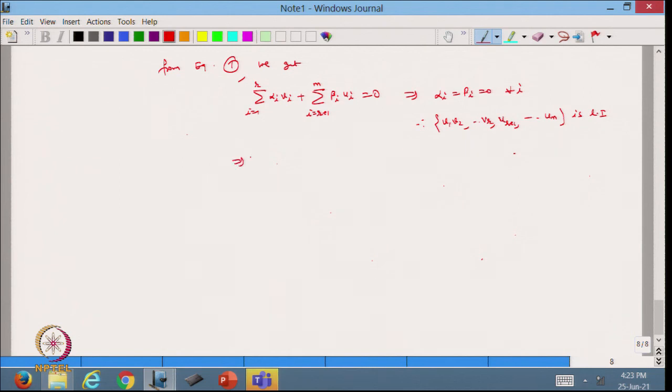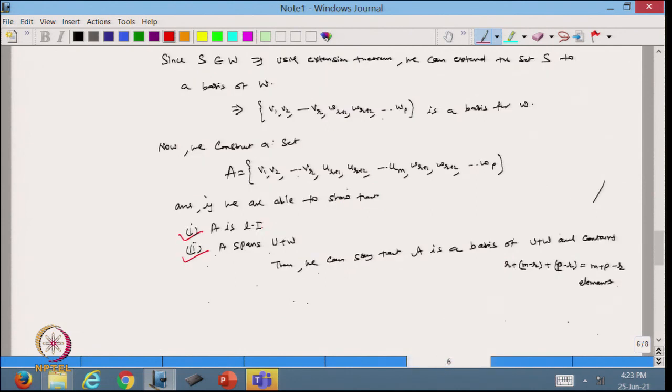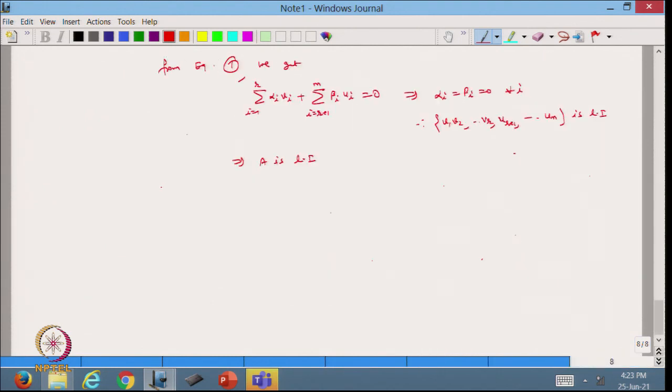So, from here we can say that the set A is linearly independent. So, we are able to show that A is linearly independent. Now, we need to show that A spans U plus W. So, it is very easy to show. Now, the second one we need to show, that A spans U plus W.